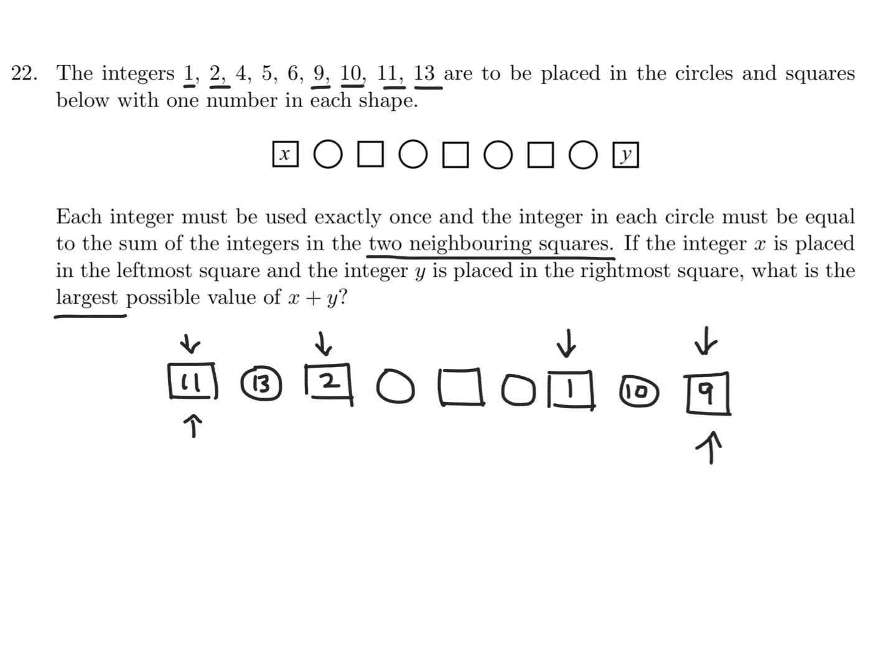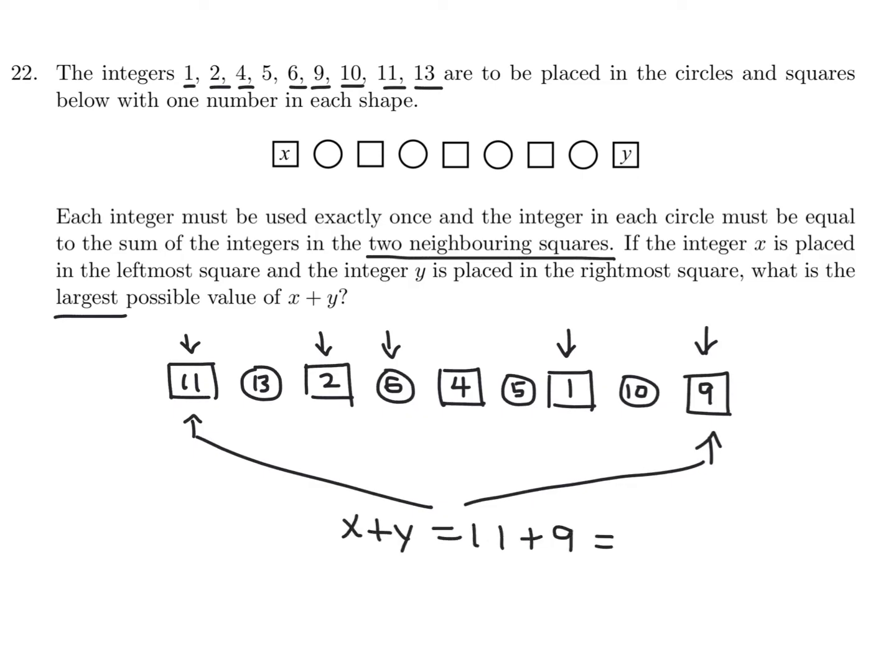And I think that should be it, but let's just complete this. If I put a 6 there, then the 4 would go there, right? Because 2 plus 4 is 6. And the only number remaining is 5, and that will match because 4 plus 1 is 5. So there you go. I've completed it. And we just wanted those two numbers, which represent the x and the y. And therefore, that's 11 plus 9, which is 20, being the answer to that question.